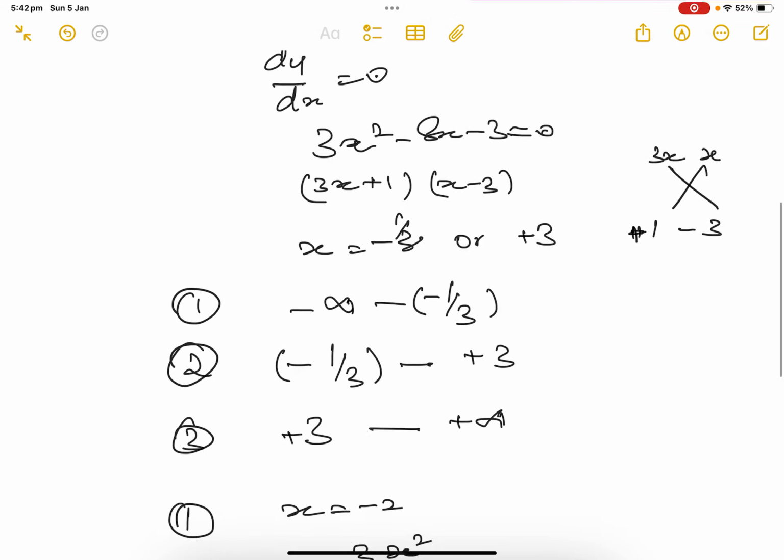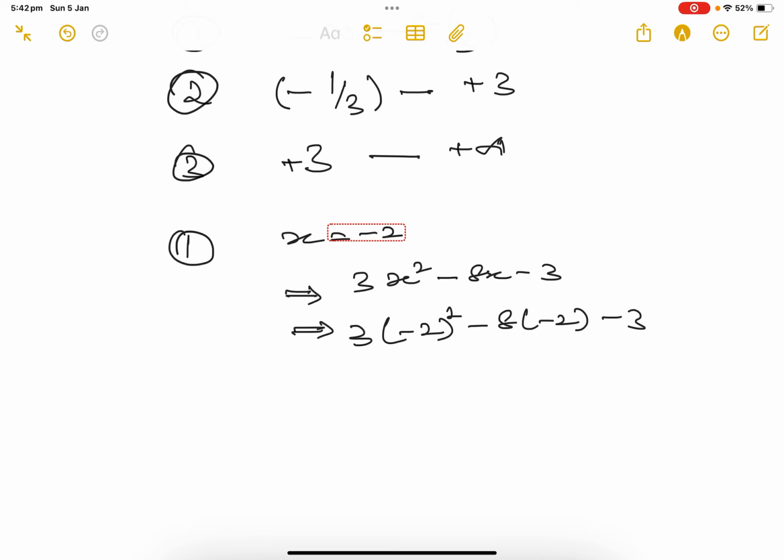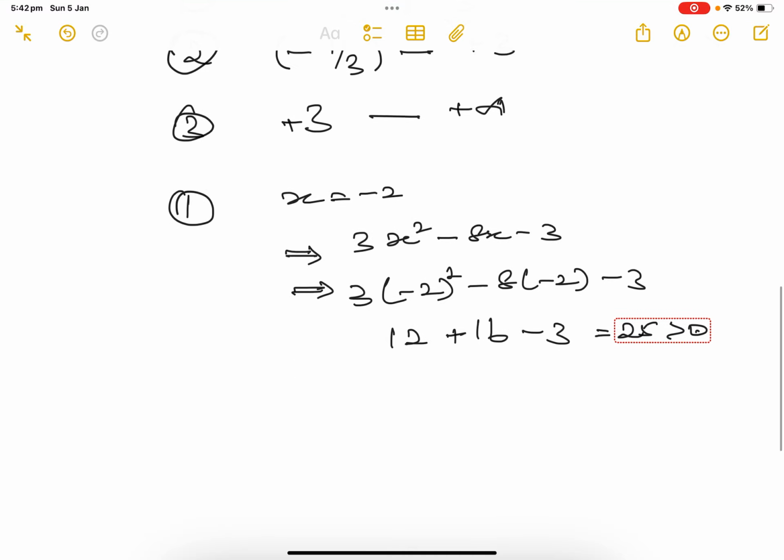dy over dx is 3x squared minus 8x minus 3. Substituting, we get 3 times minus 2 squared, minus 8 times minus 2, and minus 3. Minus 2 squared is 4, 3 times 4 is 12, and this is plus 16, minus 3. 12 plus 16 is 28, minus 3 is 25, which is greater than 0. So this is the right range, so x will take values in that range.